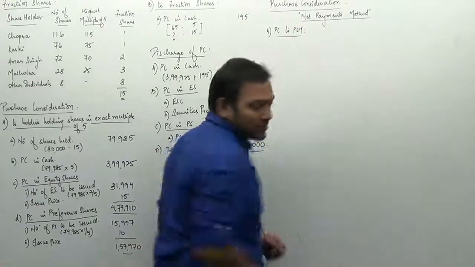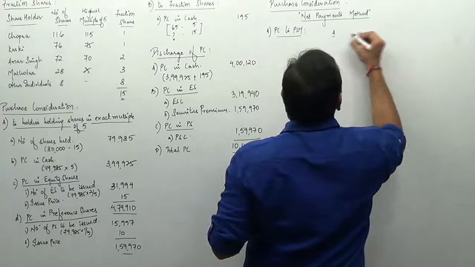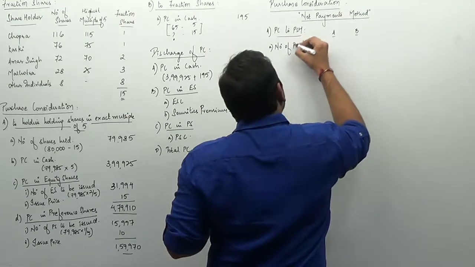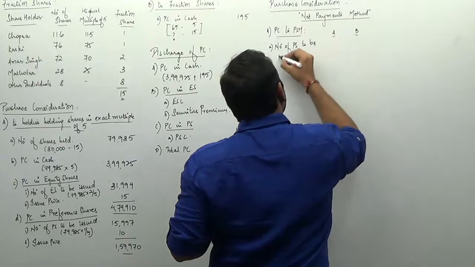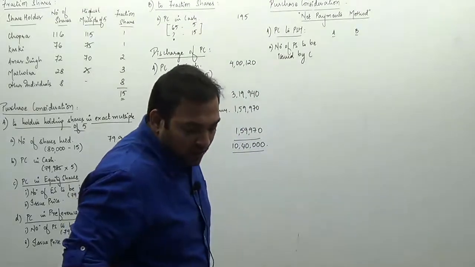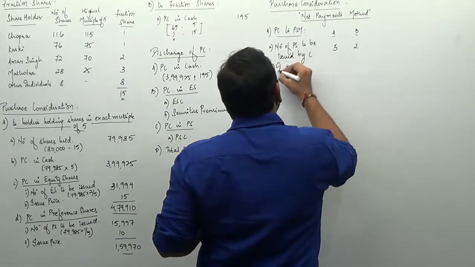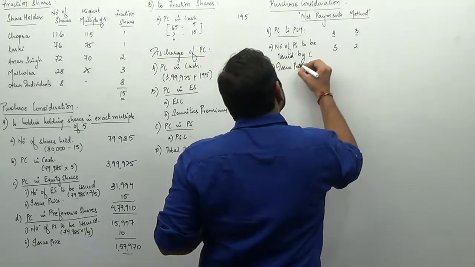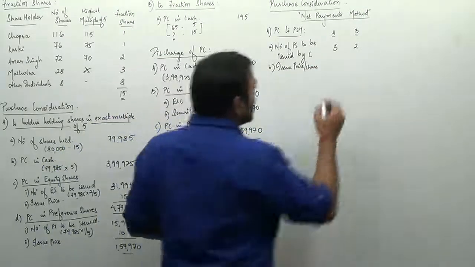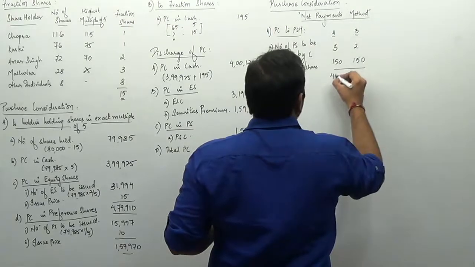PC to preference shareholders, A and B, how many number of preference shares are to be issued, 1:1 ratio. Number of preference shares to be issued by C. 3 and 2, same numbers. Issue price is different. Same numbers because it said equivalent number of shares. Numbers are equivalent. Each share issued at 150 rupees. PC to preference shareholders is 450 and 300.